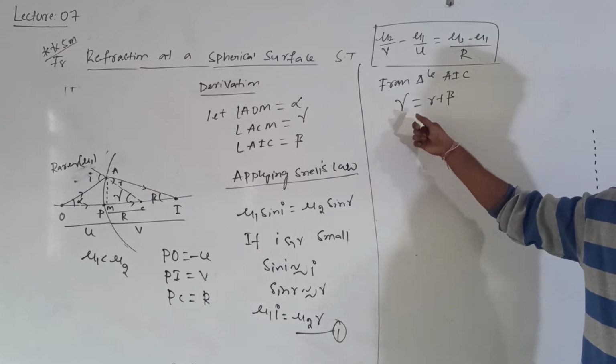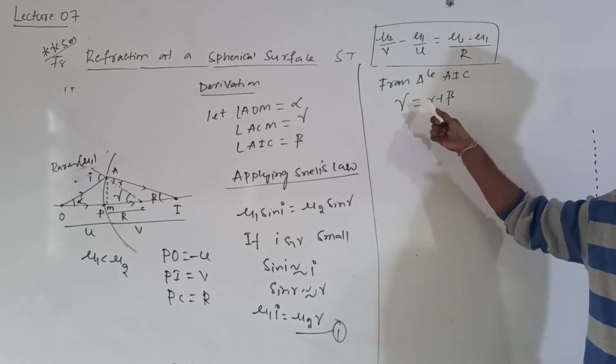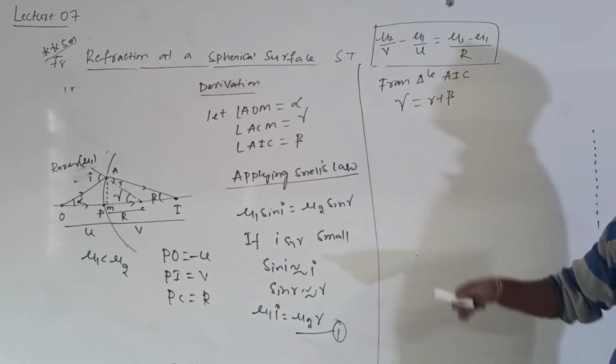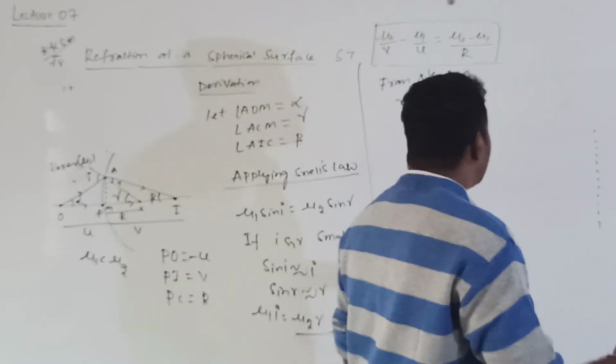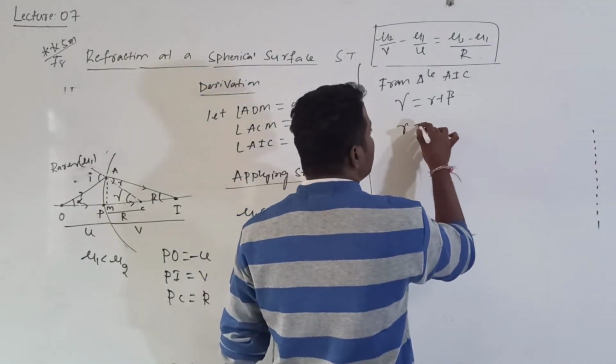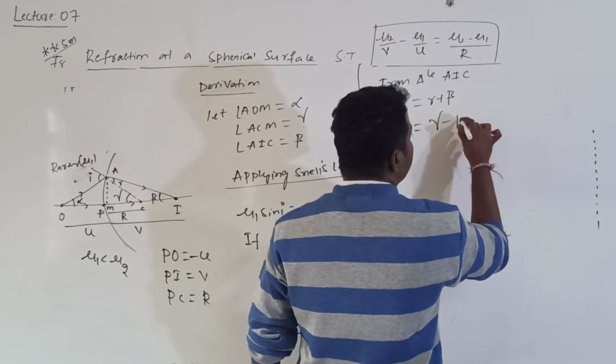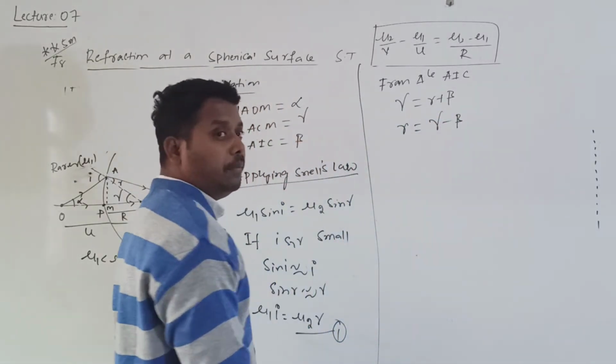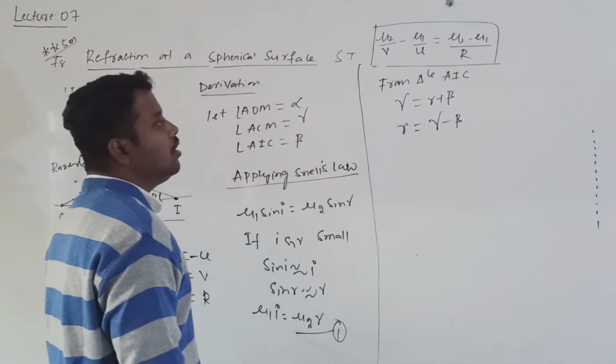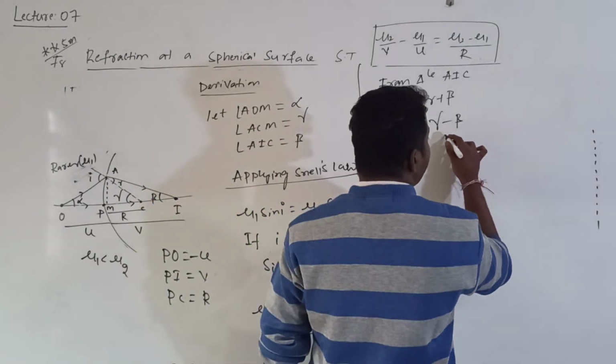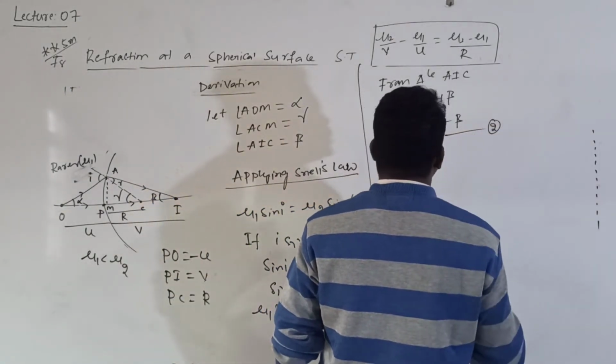I can write gamma is equal to R plus beta. From this, what is the value of R? R is equal to gamma minus beta. So this one I got from triangle AIC, I will call it equation 2.